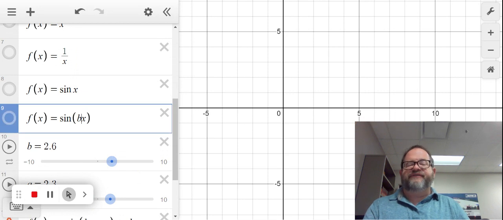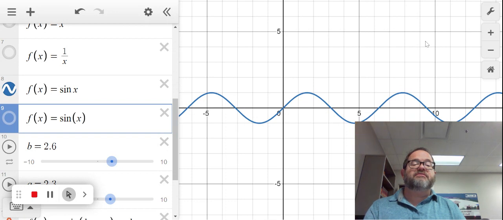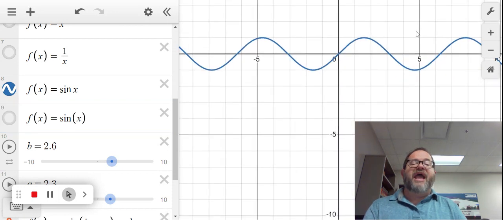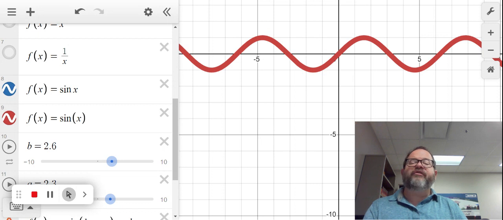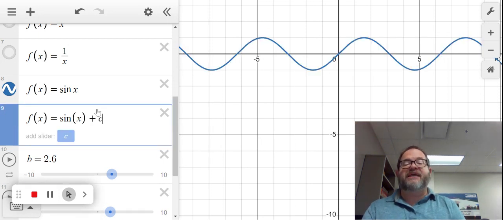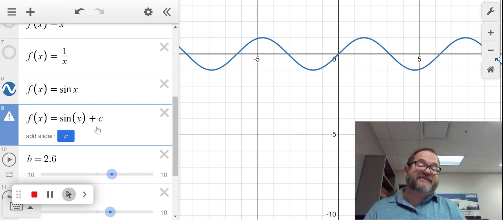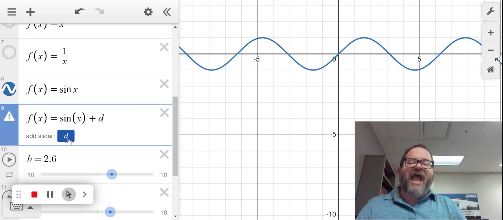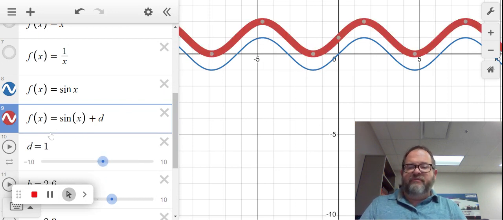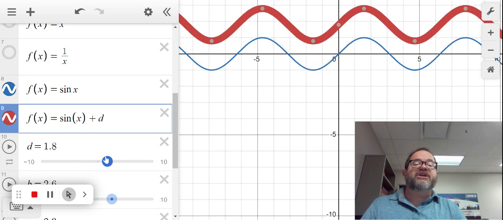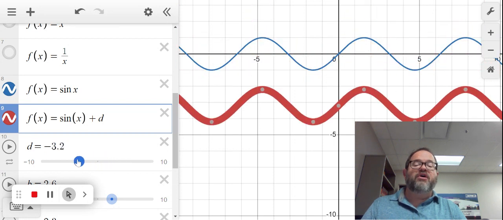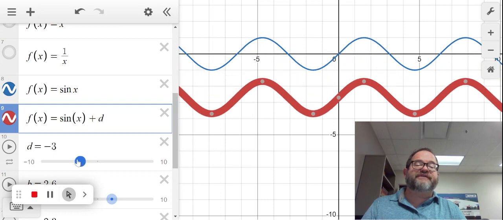Let's do another thing that we could do to this function. Suppose I took my parent function sine of x, and instead, after I did the sine of x, I added a constant. Right now, because I don't have that c, actually, let's call that d. After I add that, I'm going to have to put that on there. Look what happens. All I do is I take the sine of x, and then I'm adding some constant. And all that does is shift the function up, or if the d is negative, it shifts it down.